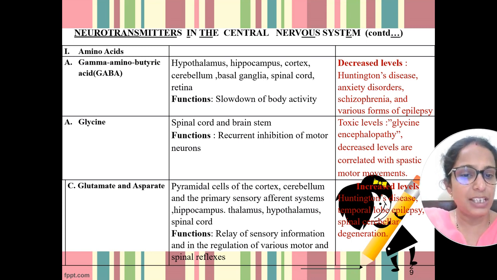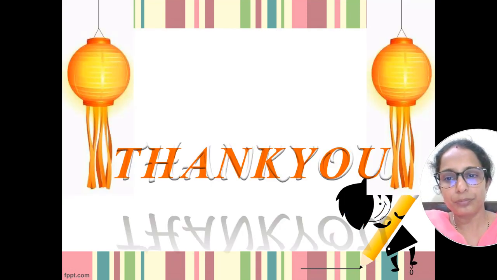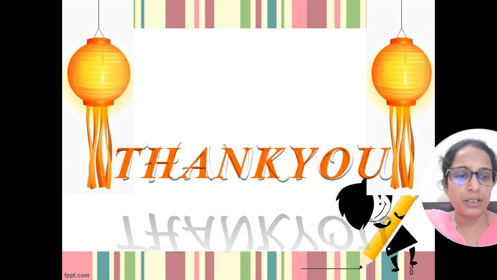And if the level increases, it will cause temporal lobe epilepsy, Huntington's disease, and spinal cerebral degeneration, spinal cord disorders. Okay. So this is all about the neurotransmitters. With this, we are concluding today's topic, that we discussed about the anatomy and physiology of the brain.